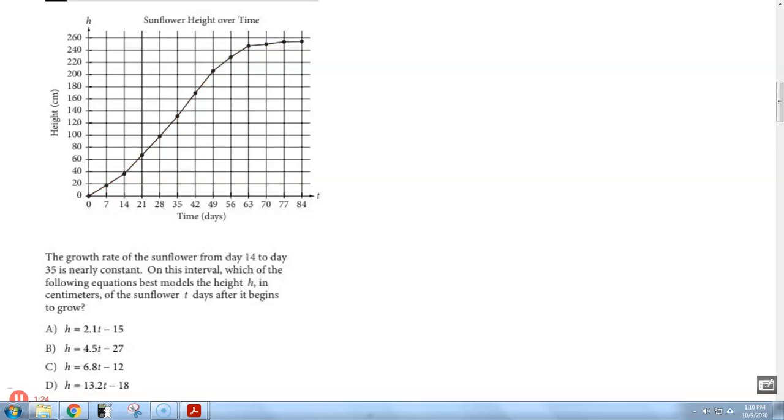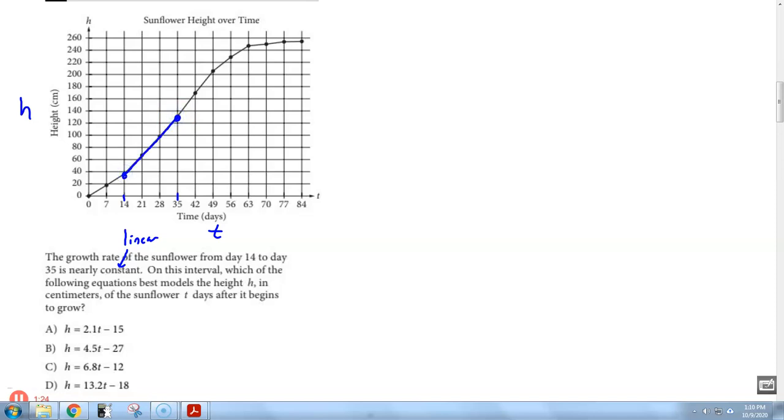So it says the growth rate from day 14 to day 35, I kind of went from day to day. They're saying that is pretty much constant, and by that they mean it's linear. Constant change means it'll form a line. And it says, on this interval, which of the following equations best models the height in terms of time, where time is in days. So I need to write an equation.